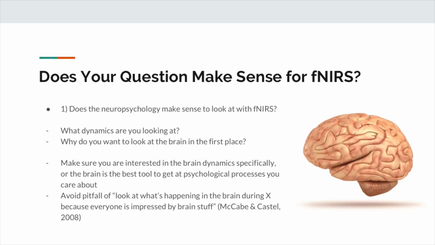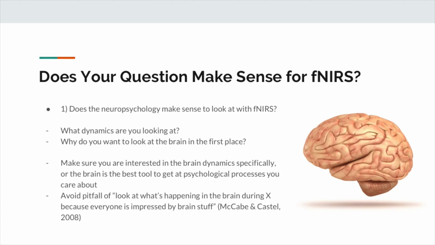That reason is not just, I want to look at what's happening in the brain during X because I think brains are cool. Like the McCabe and Castel study, where just a picture of a brain is going to make results look more scientific and objective and awesome. You don't want to fall into that trap, because once you say I want to look at what the brain does when, I don't know, someone's playing League of Legends, and then you get your data back and you're like, okay, but what question are you asking? Why do you care about that?